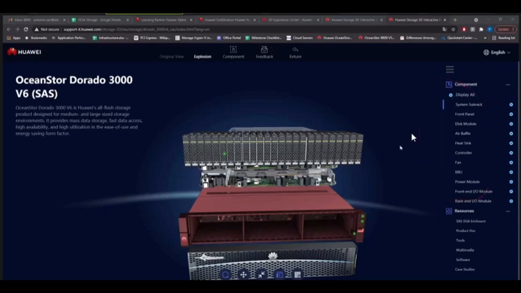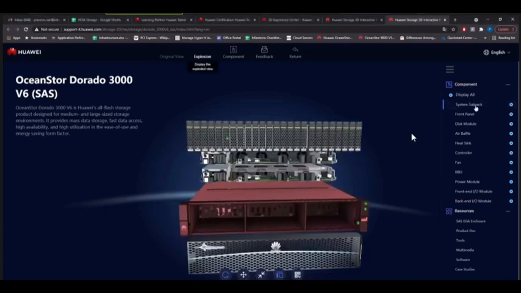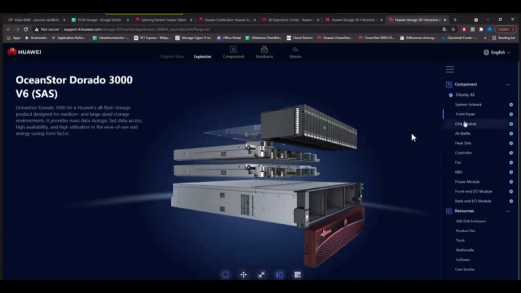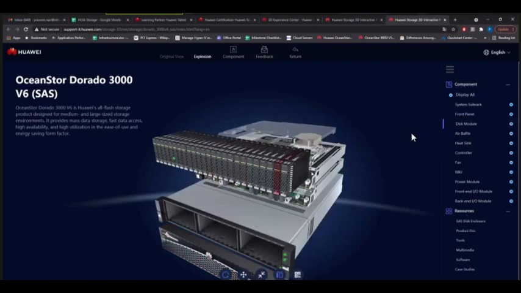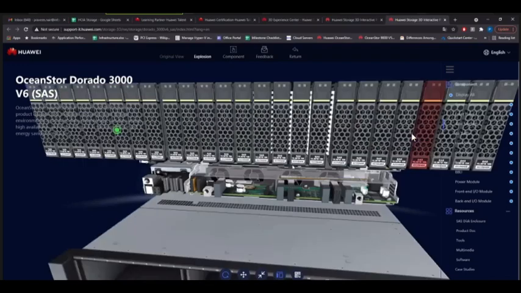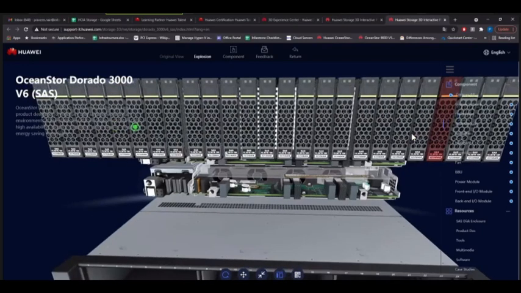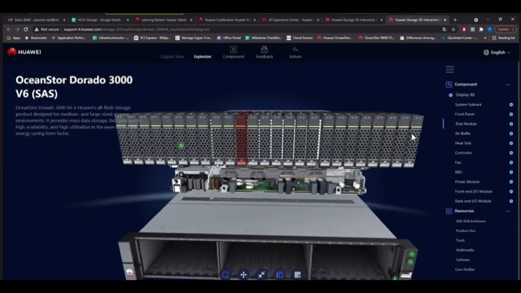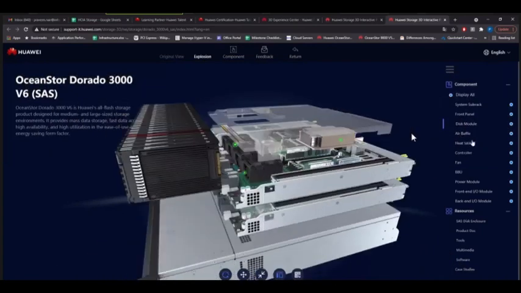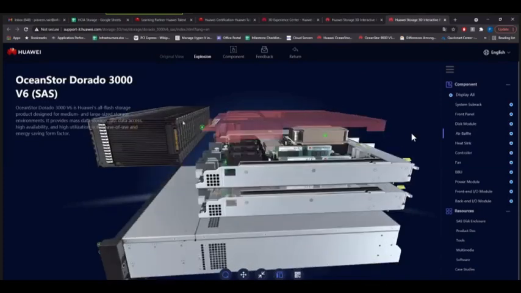So what are you clicking right now? Currently I'm clicking on the system subrack, I think, right? You can see here. Then here you have your front panel, which is basically just a panel. Then you have your disk module. So these are all disks. And if you scroll in, you can see what kind of disks they are. So these are SAS 1.5 terabyte 10K disks, 2.5 inch. Okay.